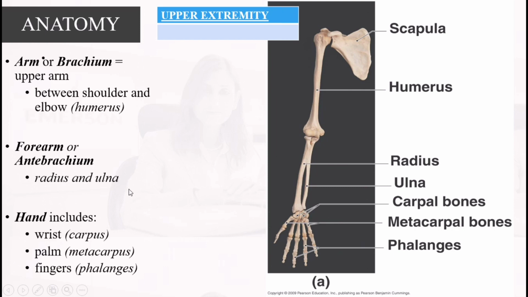In terms of naming them, the upper arm is also known as the brachium, which is between the shoulder and the elbow. Then we also have the forearm or antebrachium, where we have the radius and the ulna. Then we have the hand, where we have the wrist and the palm, which is made up of the metacarpus, and the fingers or phalanges.